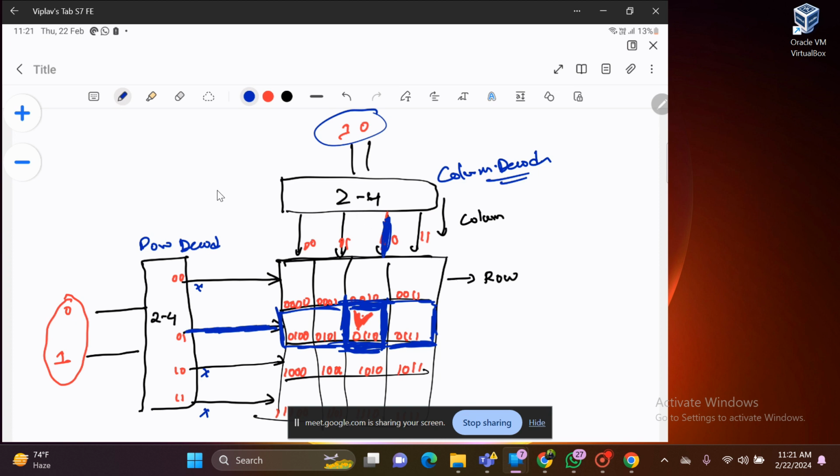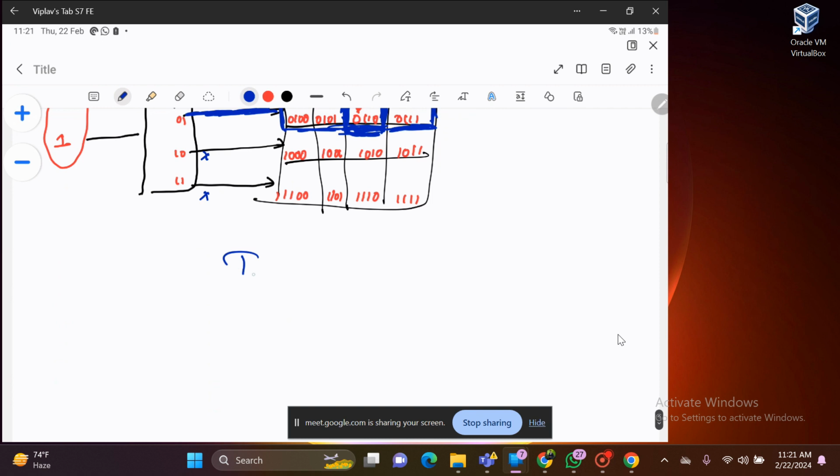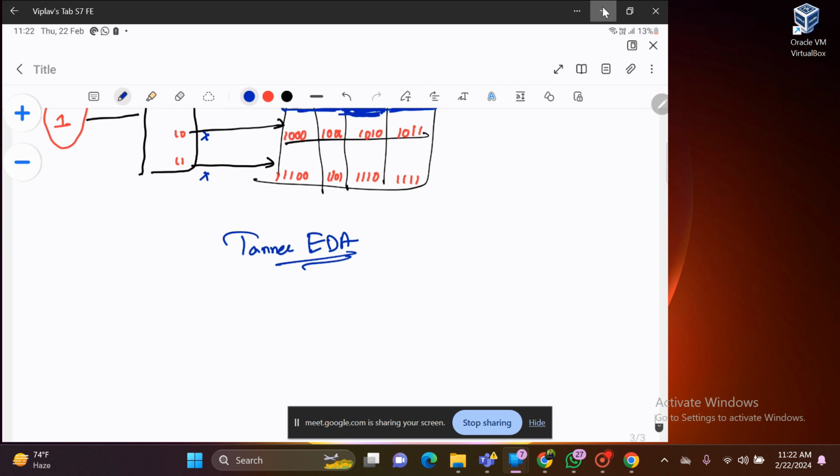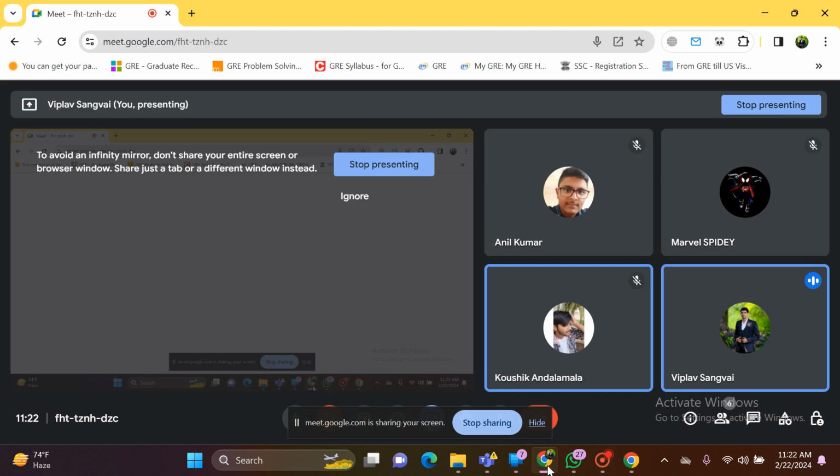Now how do we design a decoder, what is the circuit for that? It is already given in the base paper, so let us see from the base paper itself. That circuit we are designing in our software, which is called Tanner EDA. It is a software. We will look at the base paper from Google.